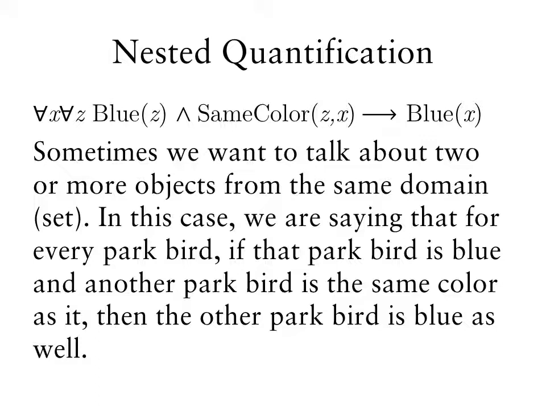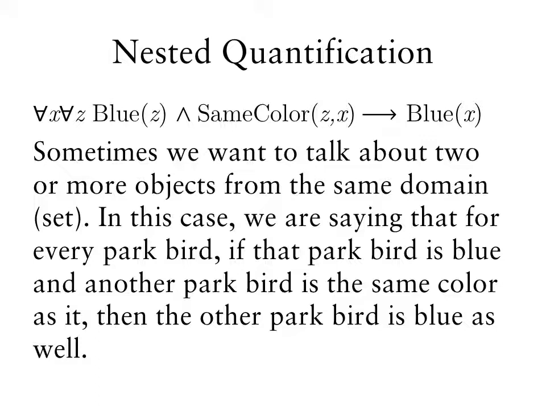So nested quantification is what you use when you want to talk about two different objects or more from the same set, the same domain, or from different domains, as long as you specify the domains you're talking about, right? So in this case, let's say we're still talking about park birds. We pick an x and a z from the set of park birds, and we'd say that for all x and for all z, for any two birds that you pick, if z is blue and z is the same color as x, that's what this predicate means, same color, then x is blue, right?